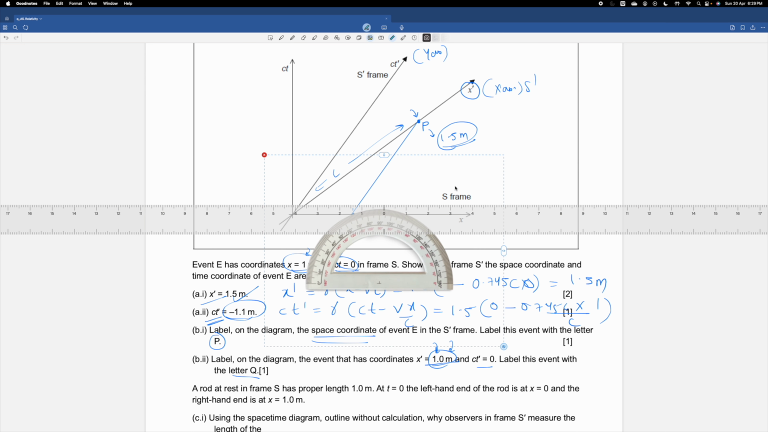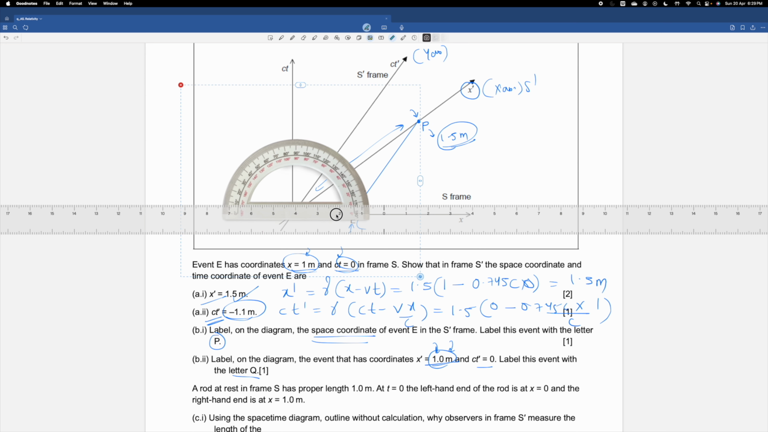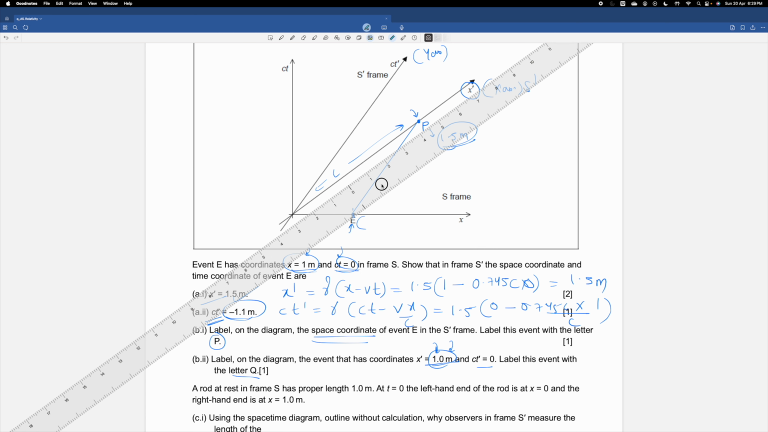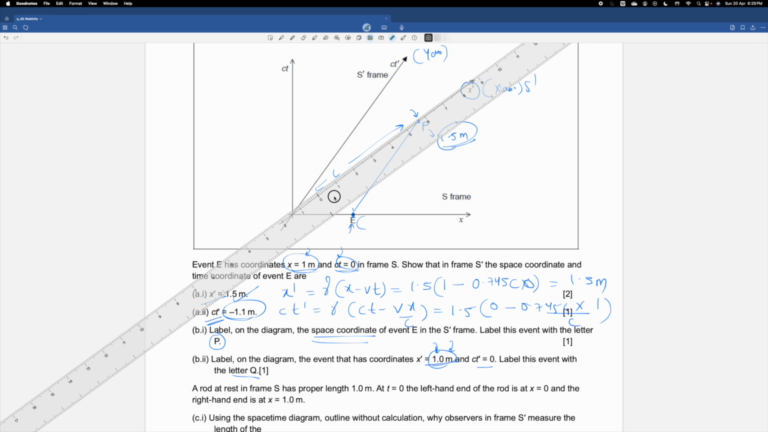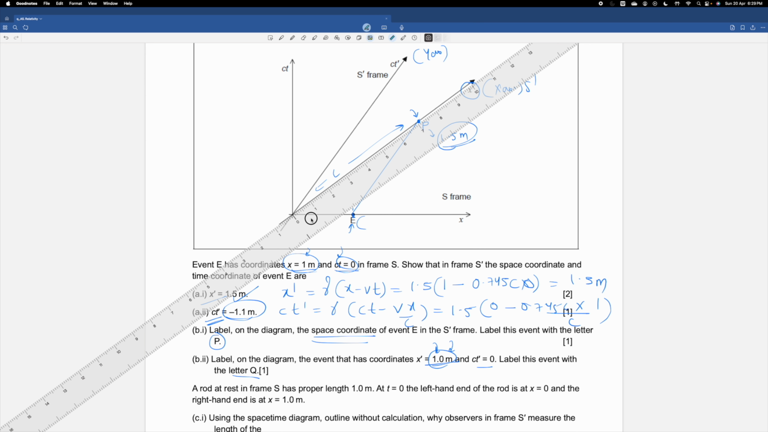Okay, before that, let me use a protractor to see approximately how much angle it is making. It is making an angle of about 36 degrees, right? So let me set this ruler to an angle of 36 degrees and measure the length. So P is about 7, right? So 7 centimeter is representing 1.5 meter.